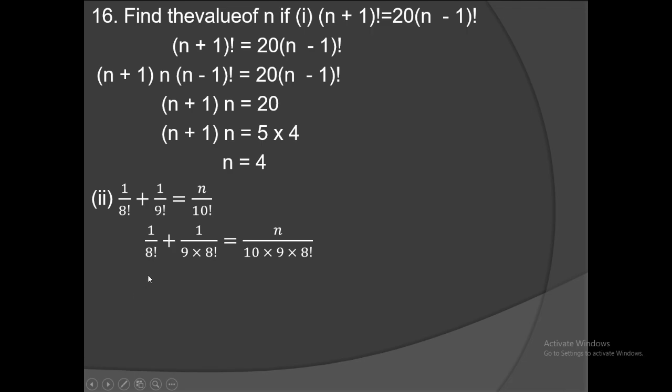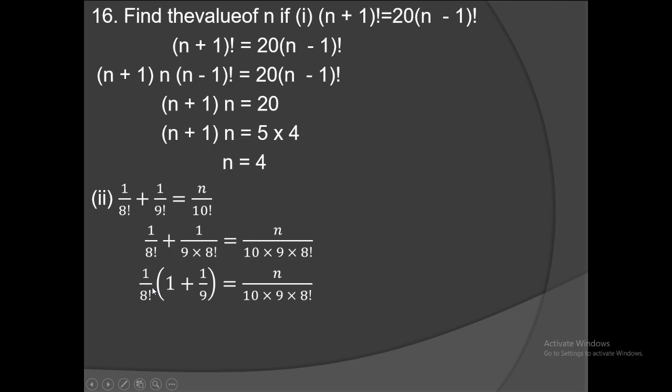Now I am going to take the 8 factorial outside on the left hand side as well as on the right hand side. So taking 8 factorial from the left hand side means it is 1 by 8 factorial. Here the 1 by 8 factorial is taken outside, isn't it? So it is 1 by 1, which is 1, plus 1 by 9. So I can write this as 1 plus 1 by 9, and this side it is as it is.